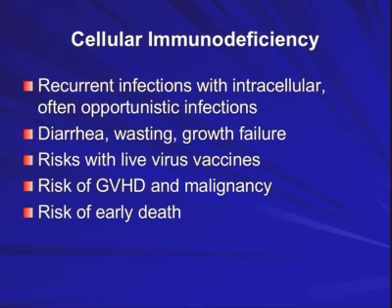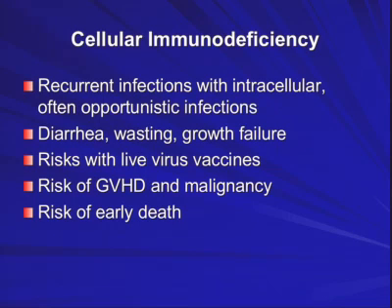And these are failure to thrive kids. They tend not to grow. They get diarrhea and wasting. And again, if they have a complete loss of T lymphocytes, then this happens from birth. There are also risks with live virus vaccines, and the vaccine strain can cause fatal, say, measles in somebody who has SCID or something like that. And they also have a risk of graft versus host disease because they can't reject incompatible tissue.